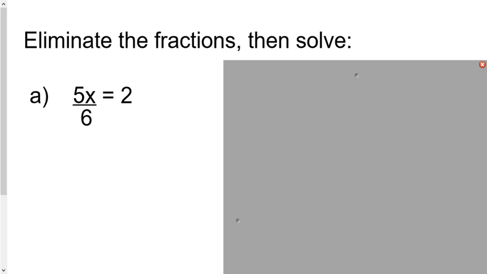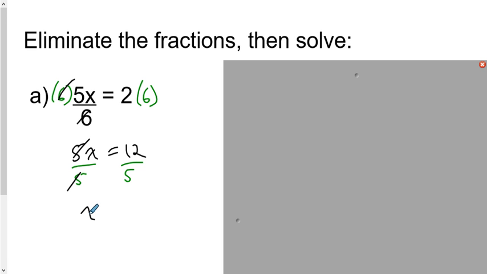We've done ones like this before. What do I do to get rid of this 6 on the bottom? Aha, I multiply by 6. But I got to do it to both sides. 6 divided by 6 is 1, so I'll get rid of it, and I'm left with 5x equals 2 times 6 is 12. Now let's divide both sides by 5. 5 divided by 5 is 1, so x equals 12 over 5.